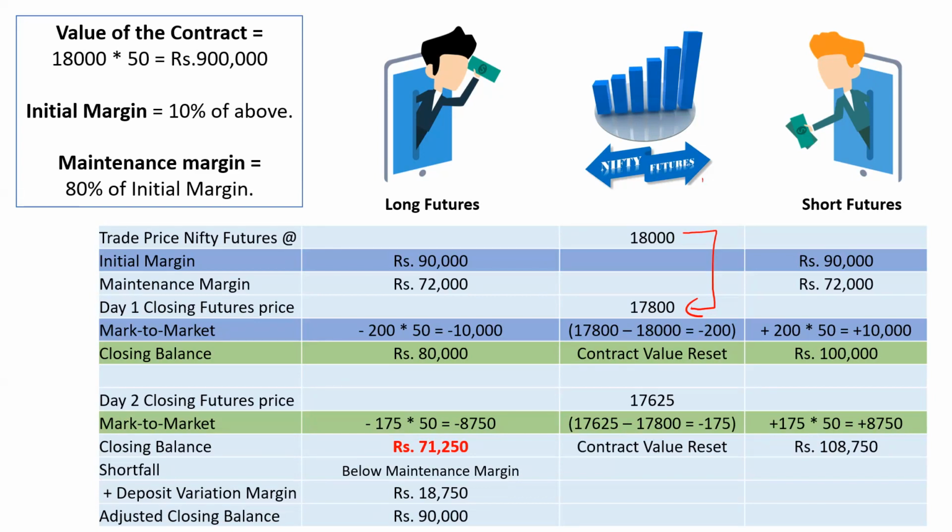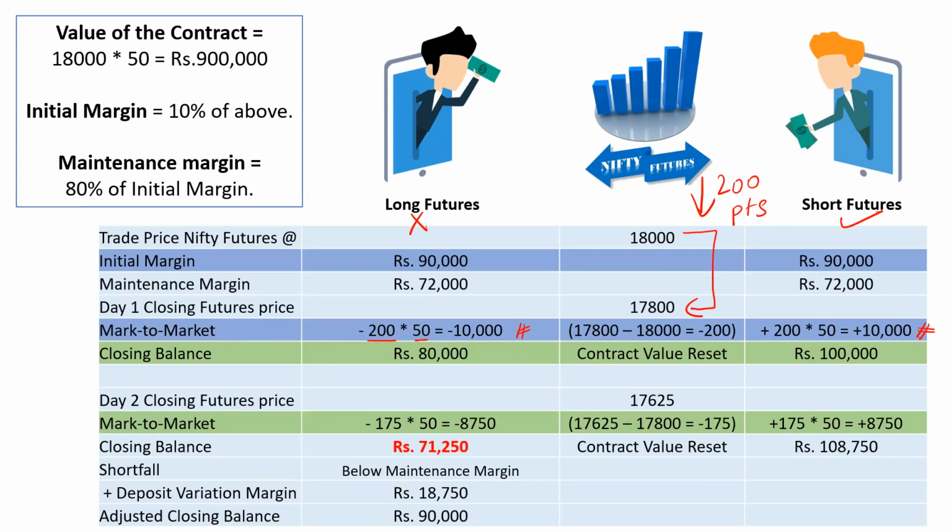That means Nifty has come down by 200 points. So whenever the value of the asset comes down, it is going to benefit the short and it is going to be a loss making situation for the long. So for the long, it is going to be minus 200 points multiplied by 50, which is the lot size. So he is going to lose 10,000 rupees as on this date. For the short, using the closing prices, he is going to make 10,000 rupees. Because the market has come down, he has made a profit of 200 multiplied by 50, which is 10,000.